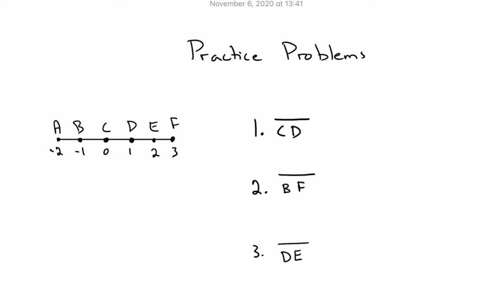So the first question is asking us, what is the distance between C and D? That's this part right here. And we see that C is on point 0 and D is on point 1. So just like we covered before, the answer to this is going to be the absolute value of one of these points minus the other one of these points. So we can say the absolute value of 1 minus 0, which is going to give us 1. Or we can say the absolute value of 0 minus 1, which is also going to give us 1. So our answer is 1.